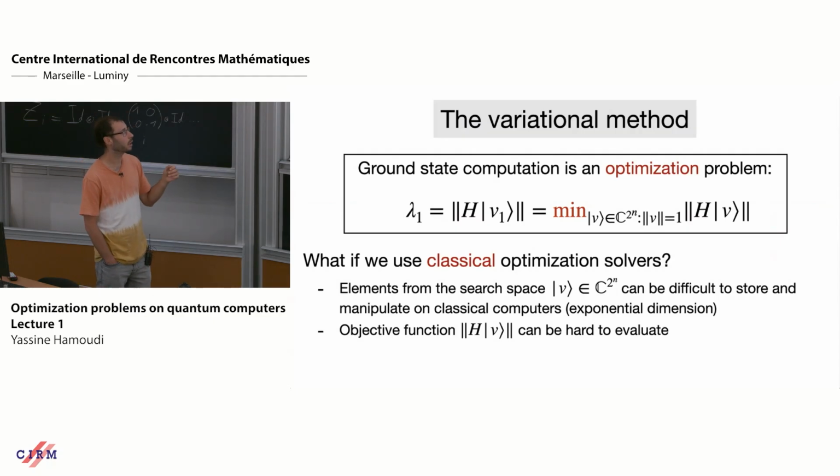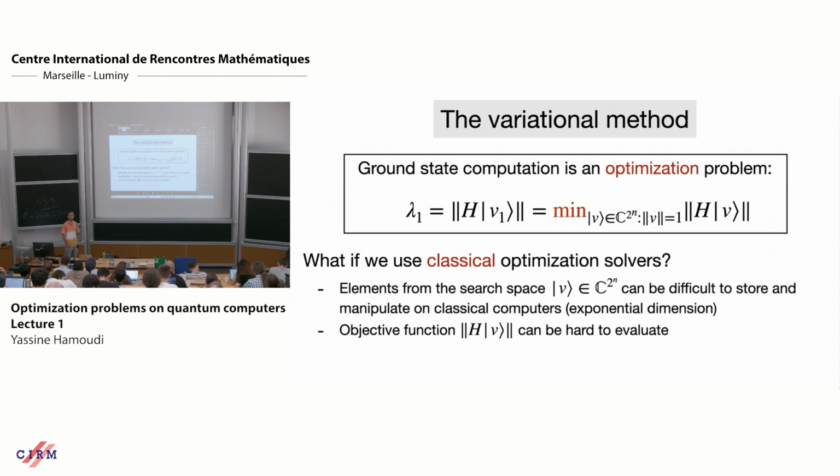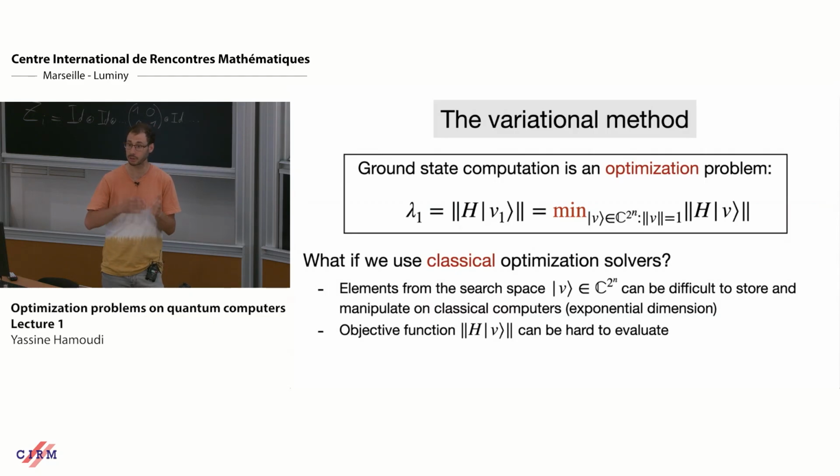A second limitation is that the objective function is also very hard to evaluate. Even if V is a very simple vector, something very sparse for instance, you would like to multiply it with a matrix which is of exponential size. So this could also not be possible to evaluate on a classical computer. So you see, even the basics of just storing the state and evaluating the objective function are already too complicated. It's not even about optimization, it's already complicated to manipulate the objects.